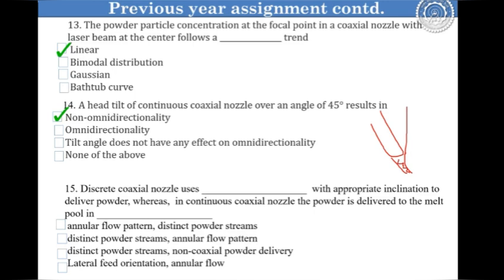A discrete coaxial nozzle uses distinct powder streams with appropriate inclination to deliver powder, whereas in a continuous coaxial nozzle the powder is delivered to the melt pool in an annular flow pattern.